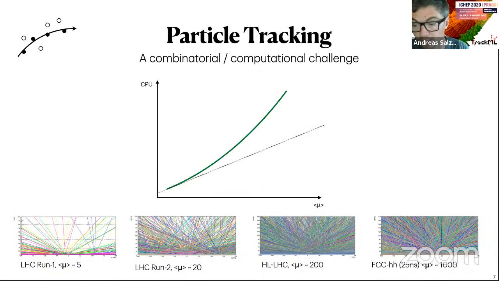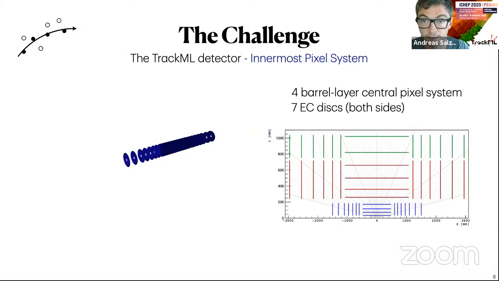Now, this is just an illustration. It's a highly nonlinear scaling in processing this with classical algorithms. And I leave it to you to look up at the experiments. There are different scaling plots, which are updated constantly, due to the fact that the experiments are putting, as we also saw before, quite a lot of work into trying to optimize this. Now, for the challenge, we needed a detector, so we came up with a virtual detector, the TrackML detector.